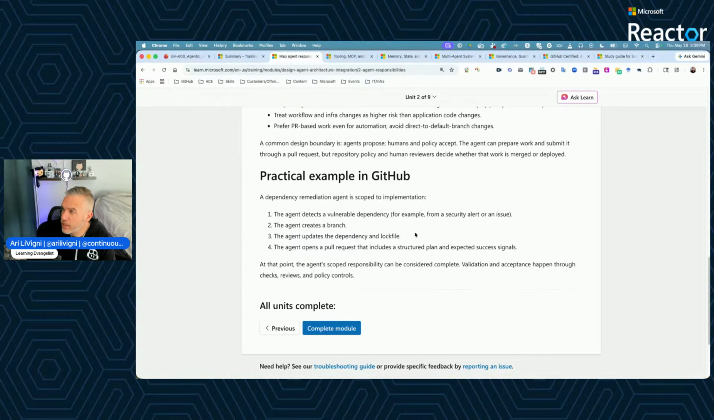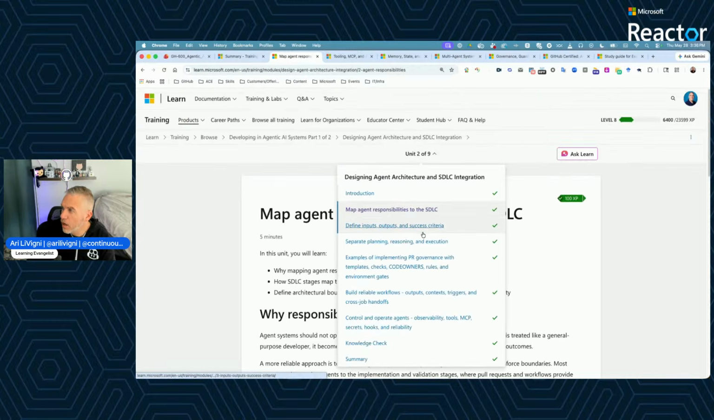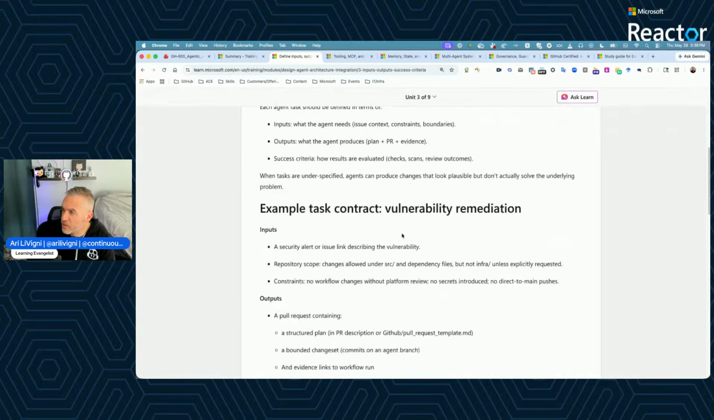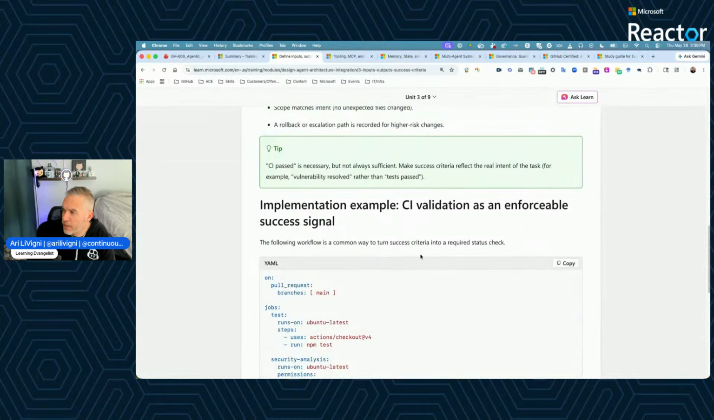Practical examples in the Git, a dependency remediation agent is scoped to implementation. The agent is vulnerable. So these are good references to understand what you'd want to do in the case of a practical example. Success inputs and outputs, success criteria, defining what those are. We have some good YAML.